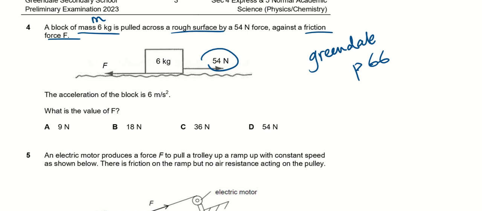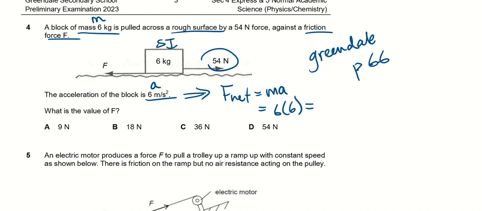Of course, friction opposes motion, therefore it is in the opposite direction. Then they tell us that the acceleration is 6 meters per second square. So whenever there's acceleration, we can find F net using this formula, F net equals ma. So 6 times 6, the mass is 6. Make sure that the mass is in SI unit. That means F net equals ma is an SI unit formula. So it equals 36 Newton.